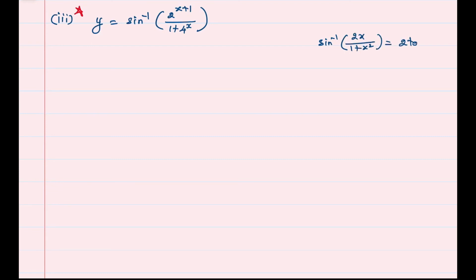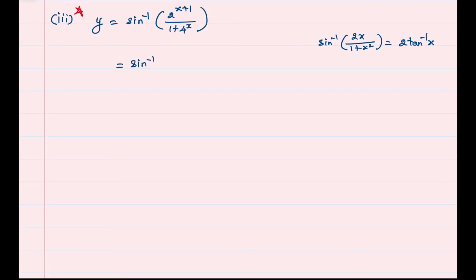The third subdivision, y is sine inverse of 2 raised to x plus 1 divided by 1 plus 4 raised to x. This is an important question. Here also we need to simplify because we have an inverse trigonometric function and a big expression within brackets. We have a formula: sine inverse of 2x upon 1 plus x square is equal to 2 tan inverse of x. Let us write this given function in this form.